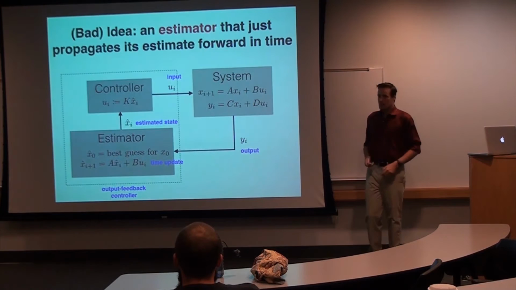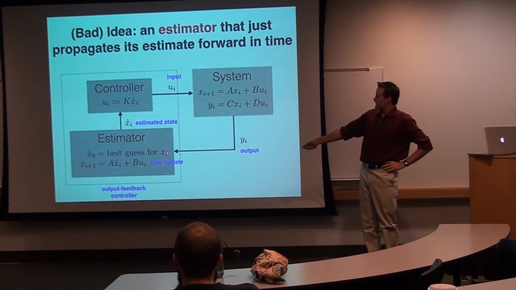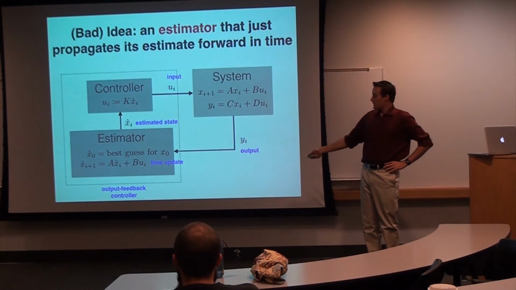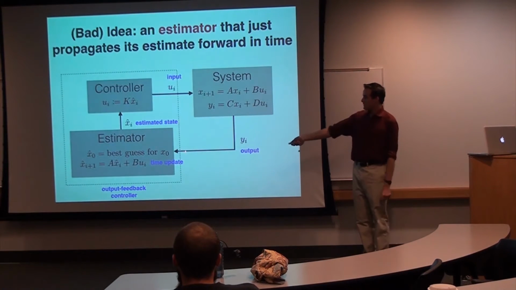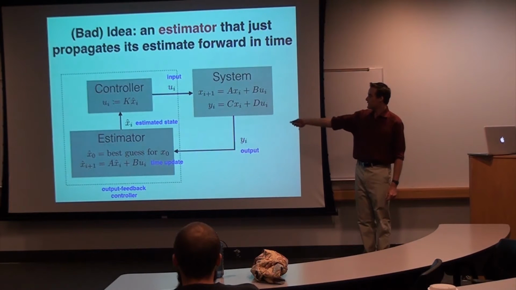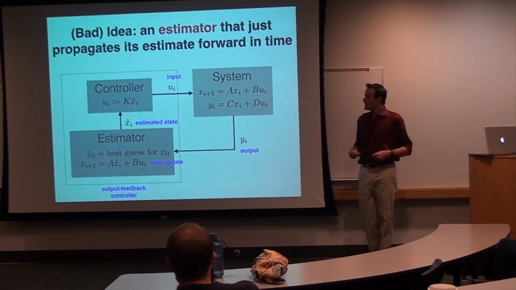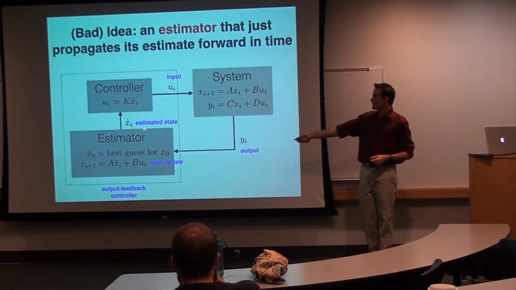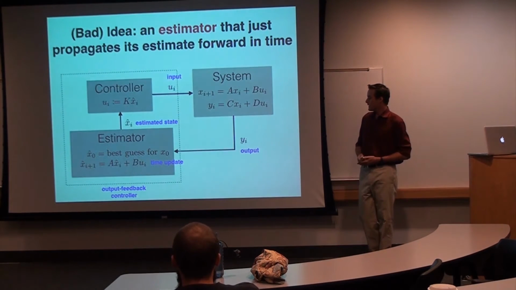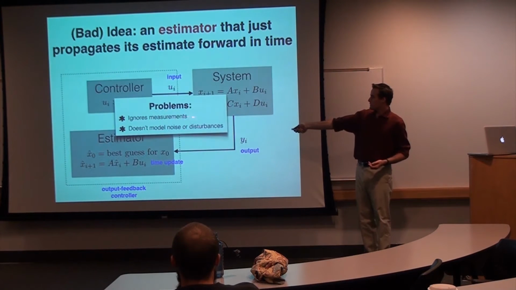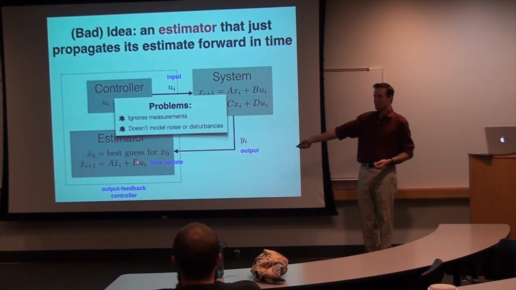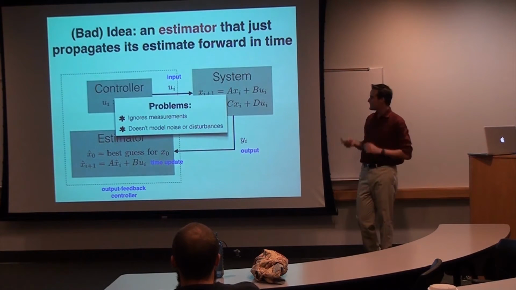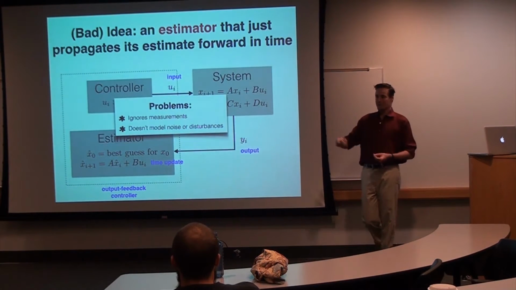One idea is you could just pick your best guess that you had for the initial state and then propagate it forward in time as the system evolves. And if you happen to pick x hat 0 to be exactly the initial condition of the system itself, then it would just evolve and the estimated state would be the exact real state and life would be good. But there's a couple of downsides to this. One is that it ignores the measurements. There's absolutely no dependence on the measurements here. So you're just sort of closing your eyes and shutting your ears and propagating your guess forward with time.